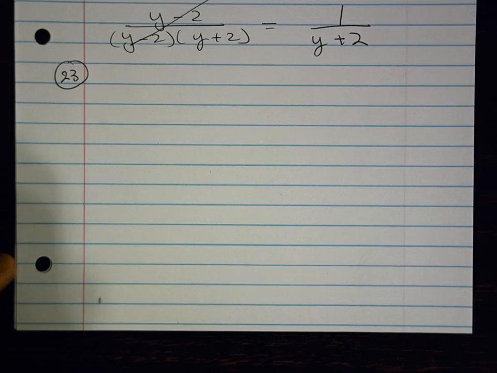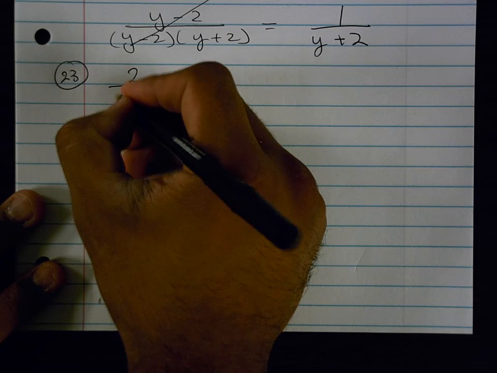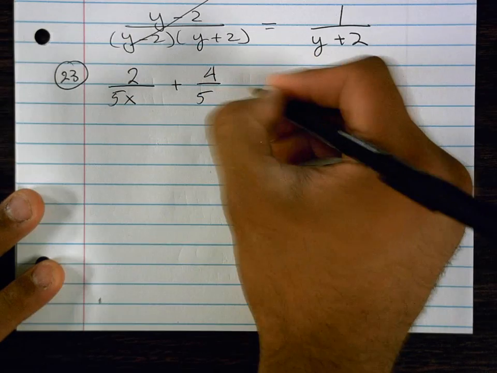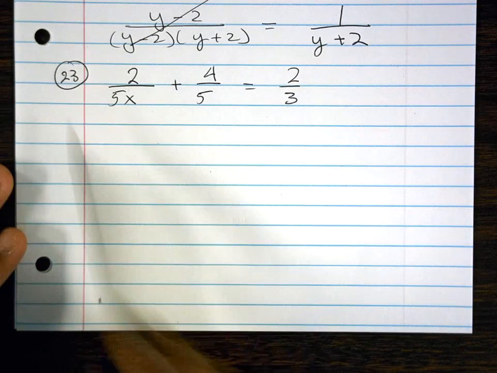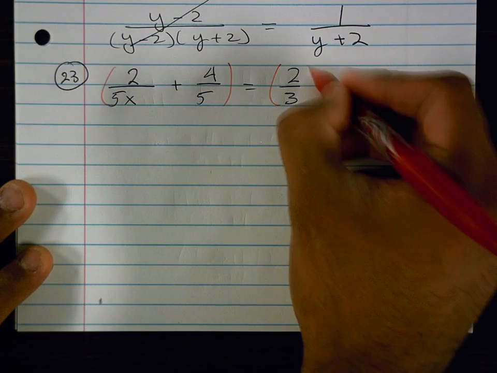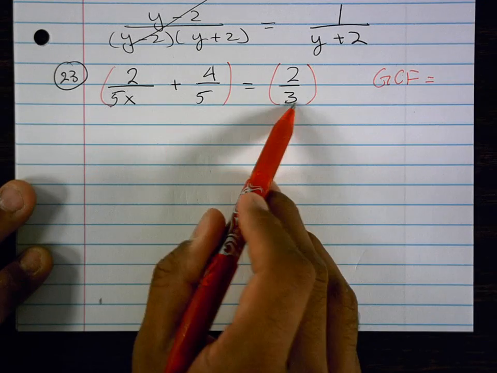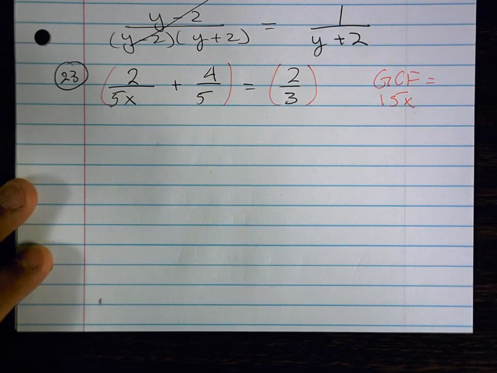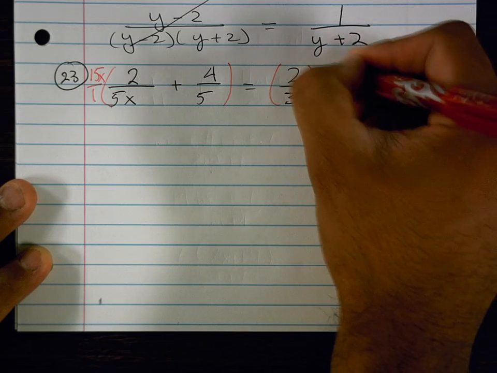23 says solve. And so we're looking at 2 all over 5x plus 4 all over 5 equals 2 all over 3. Now this is an equation. So I have the option of clearing the fraction. So I still need to find the greatest common factor. And so we're looking at 5, 5, and 3. So that's going to be 15 is the number, and then they each have to have an x. Right? So what happens is I'm going to multiply everything by 15x over 1.